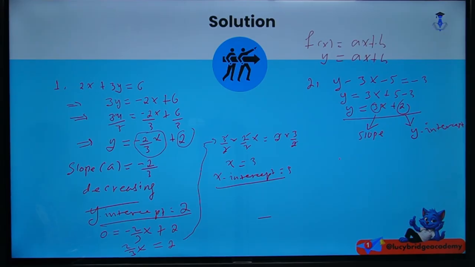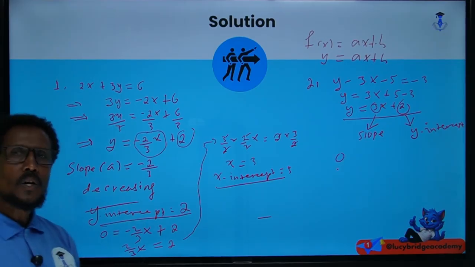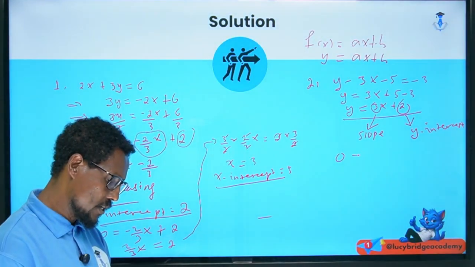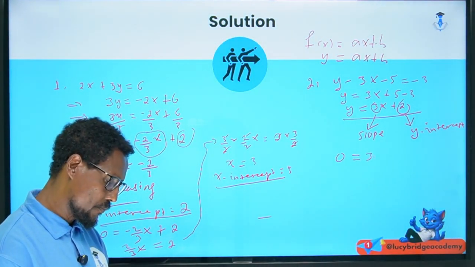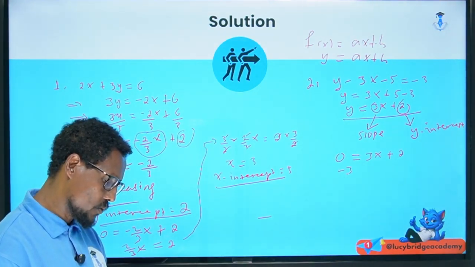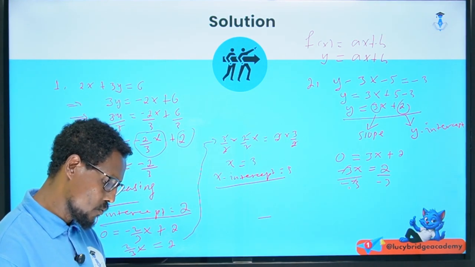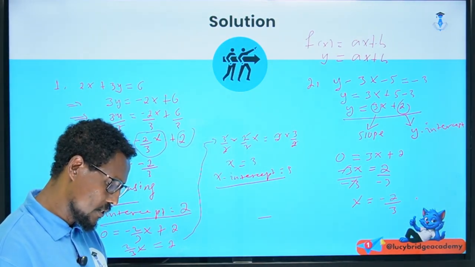Y-intercept and x-intercept. To find the x-intercept, we set y to 0: 0 is equal to 3x plus 2. Now, minus 3x is equal to 2. Dividing both sides by minus 3, x is equal to minus 2 over 3. It is the x-intercept, okay?